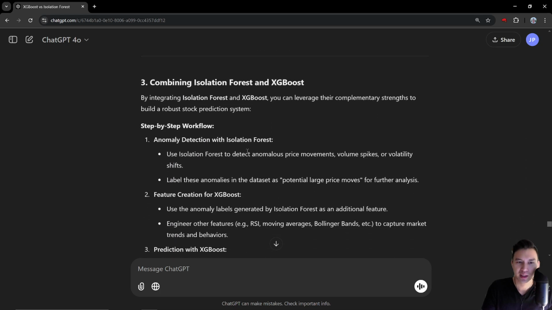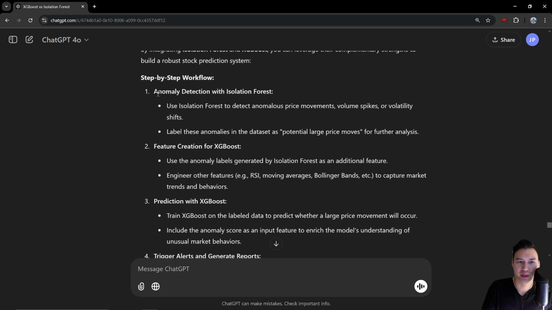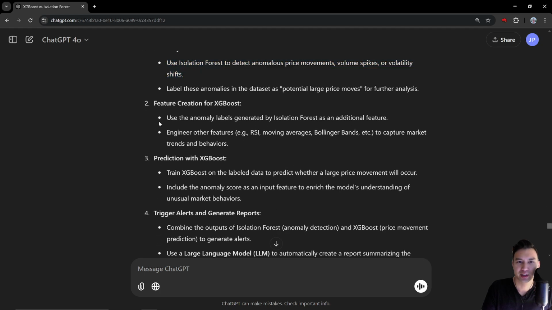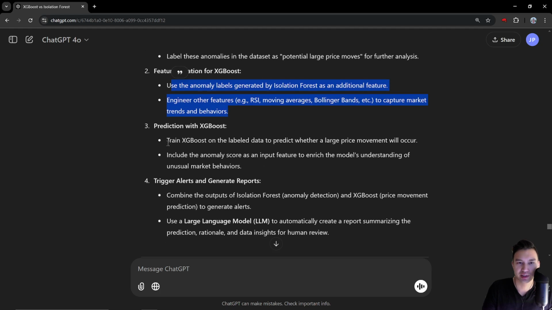And then combining the two: anomaly detection, so use isolation forest to detect price movements, label these anomalies in the data set, and then add some features, and then predict with XGBoost, and then trigger alerts and generate reports based on the predictions of the XGBoost, right?